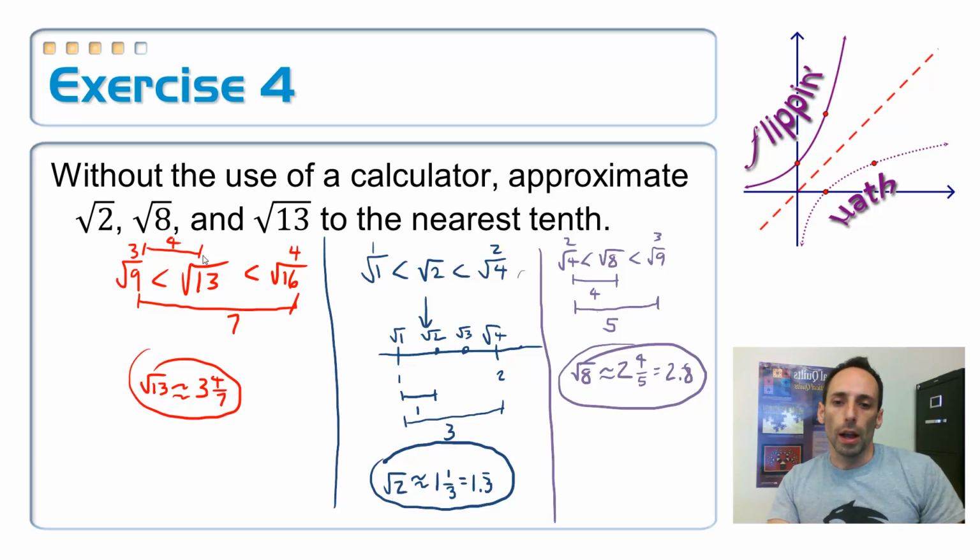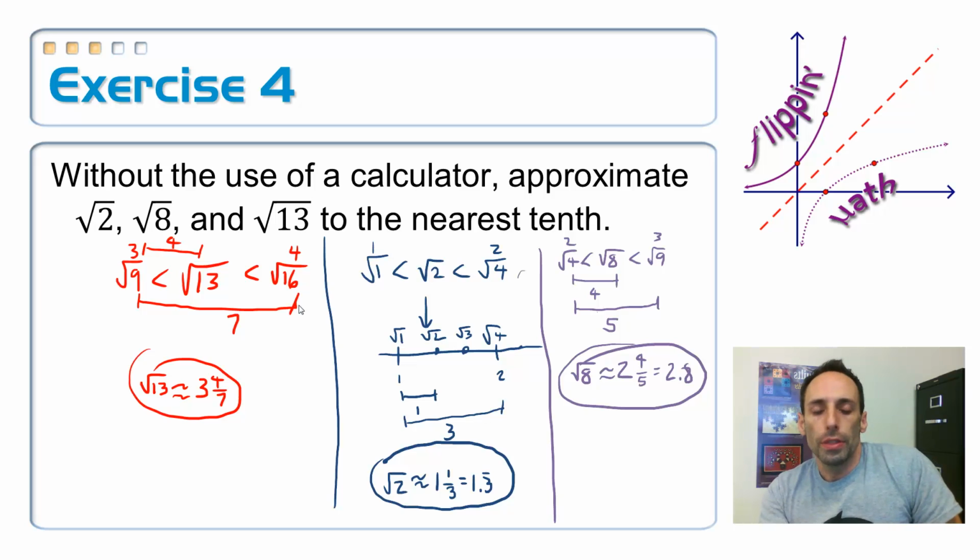And then I figure out where's 2? How many intervals is that? It's just one of them, right? Again, I could get that from looking at the picture. It's 1 away from the square root of 1. Or I can look just by subtraction. 2 minus 1 is 1. So approximate it as 1 1/3, 1.3333 or whatever. And that one's actually off by quite a bit because it's really 1.4.